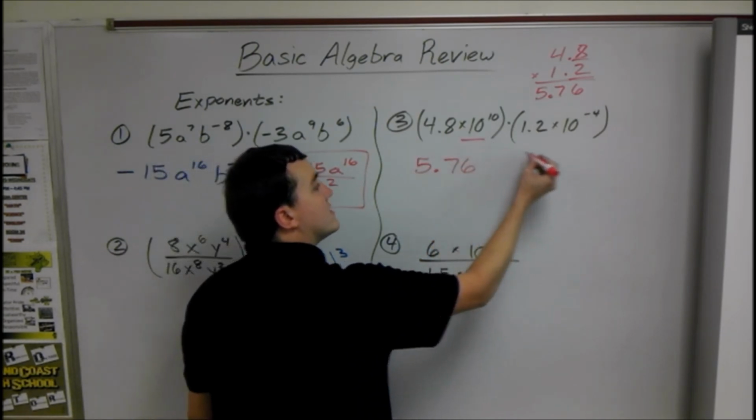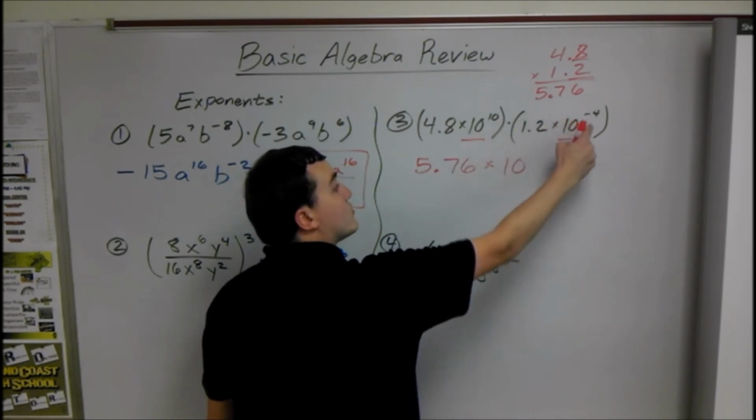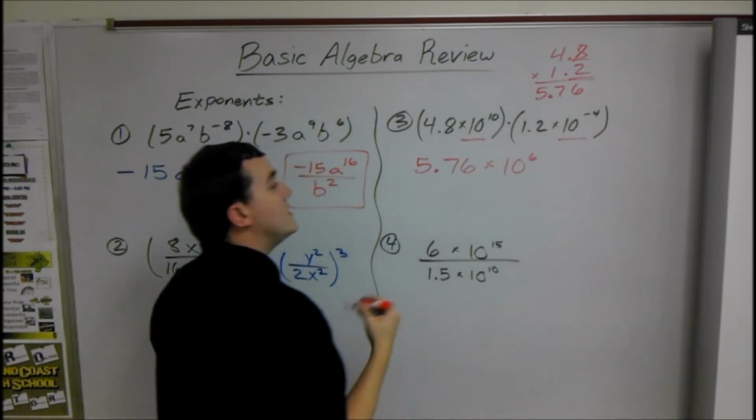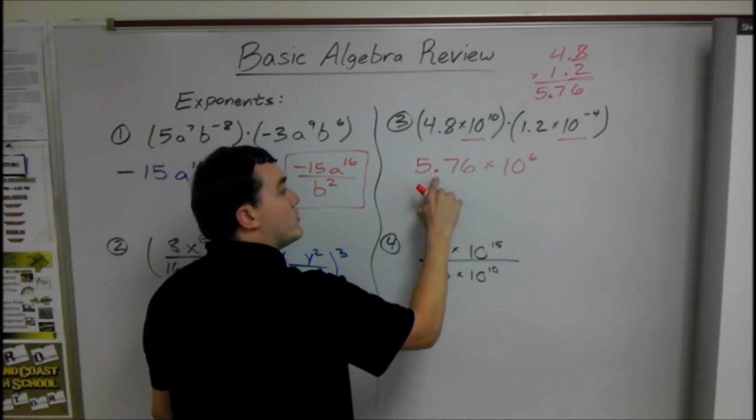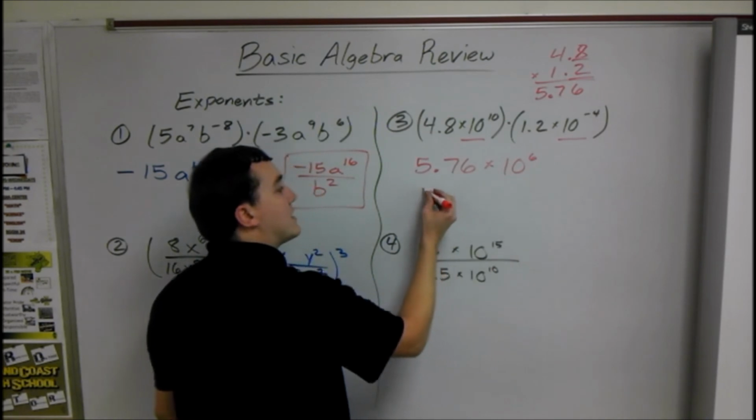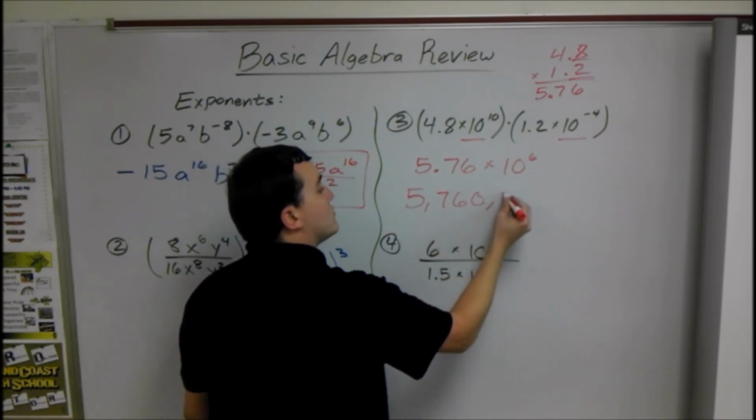And then we have 10 to the 10th times 10 to the negative 4th. Add the exponents when you're multiplying, 10 to the 6th. You can convert it to a decimal if you want, which would be moving the decimal 6 places, making it a bigger number, 5,760,000.